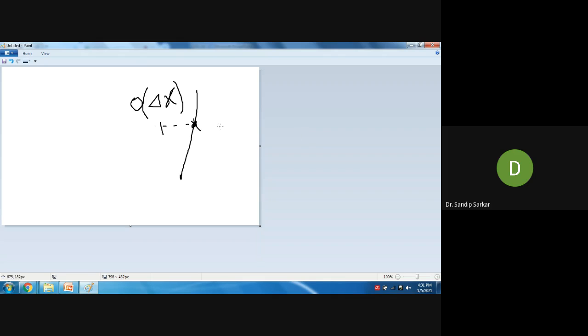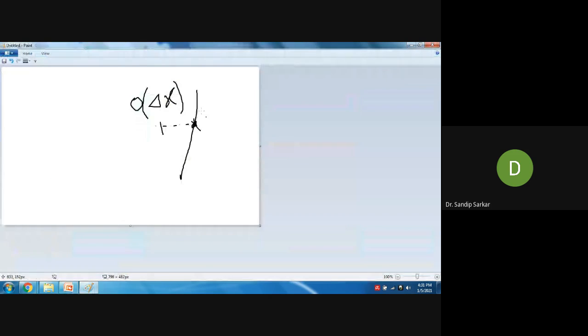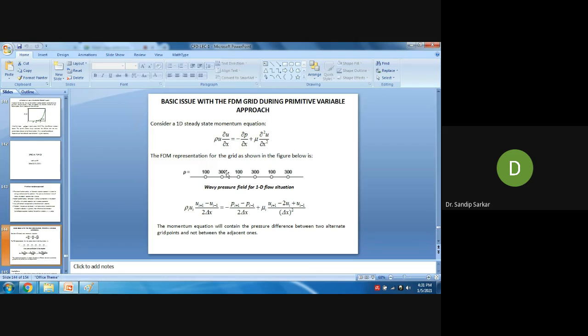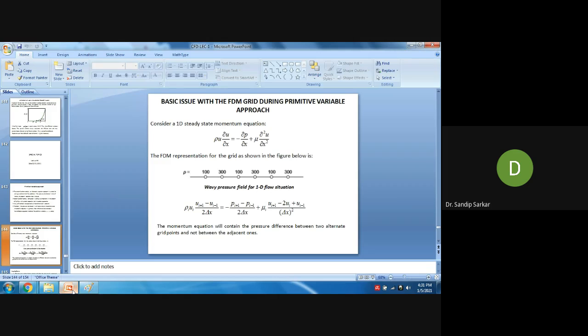If your error order is first order, then what will happen? If you try to solve this equation numerically for this first order error with this kind of zigzag pressure difference, you will get immediately divergence in the solution. Your solution will be immediately diverged once we have the zigzag type of pressure distribution. Understood? You can try this at your home if you want.